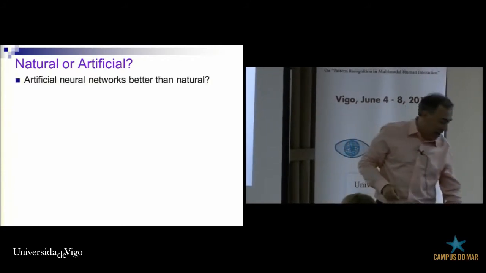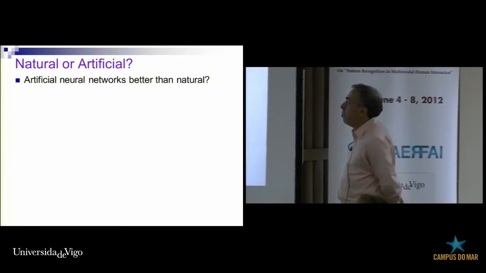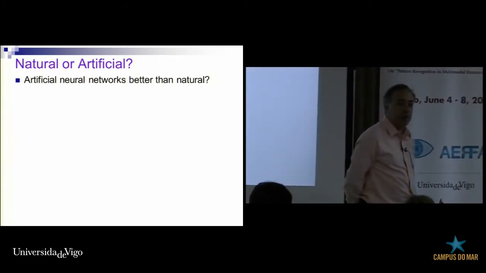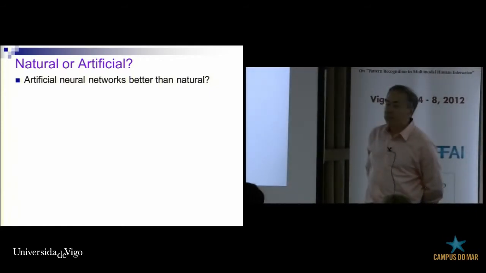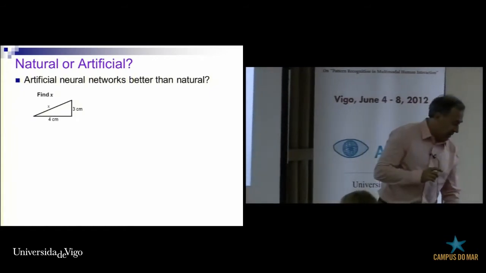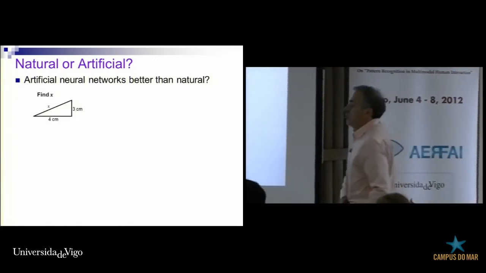And natural or artificial? Well, at some point, I wonder, now that I have a better understanding of artificial neural networks, there could be cases that are better than natural human networks. There are cases where they're worse. And the reason is I ran into this test.